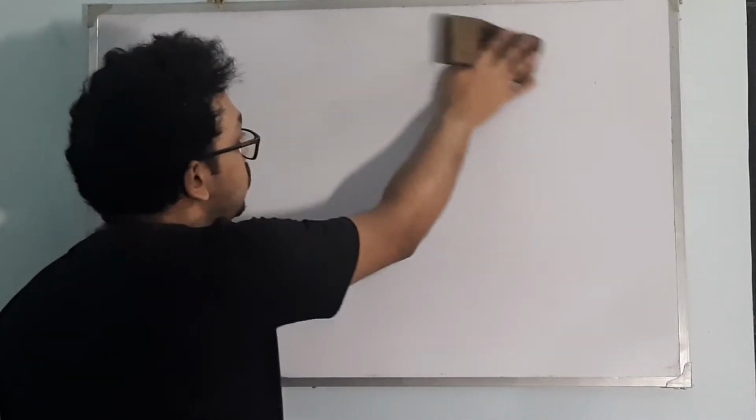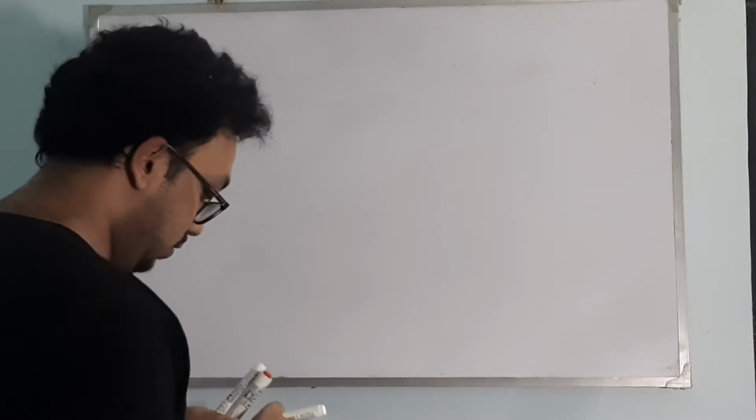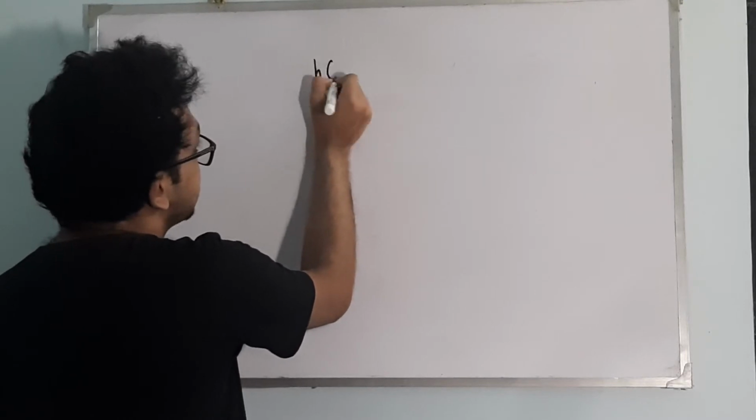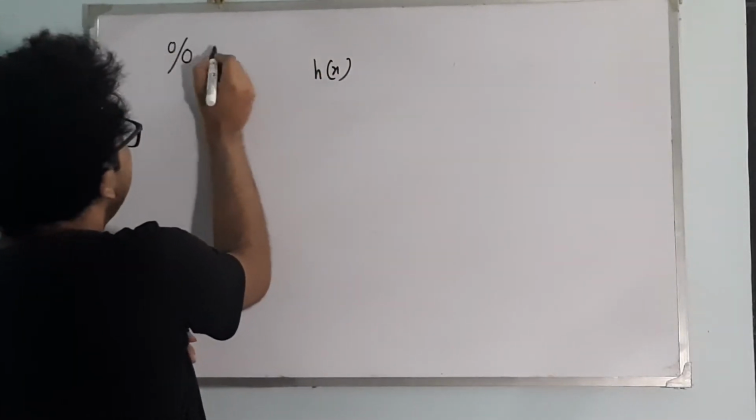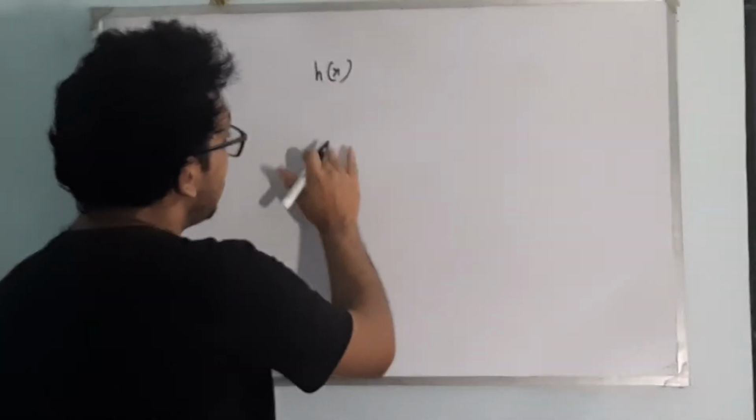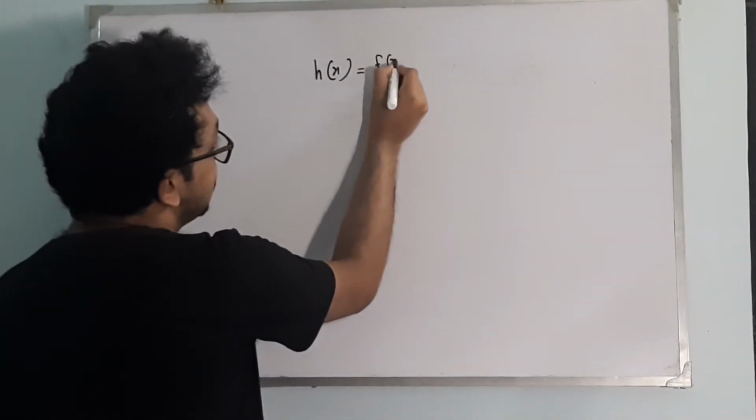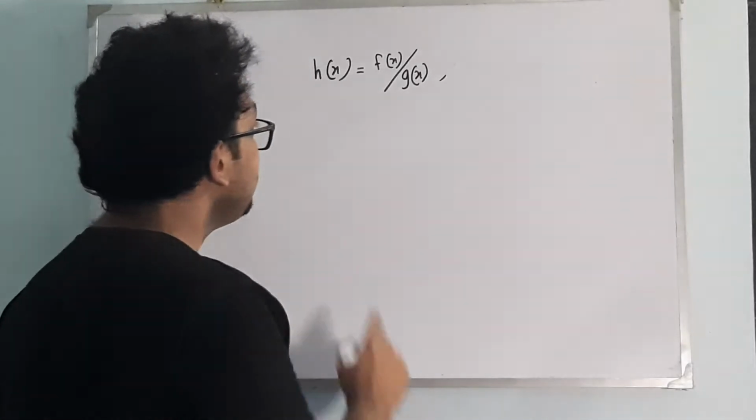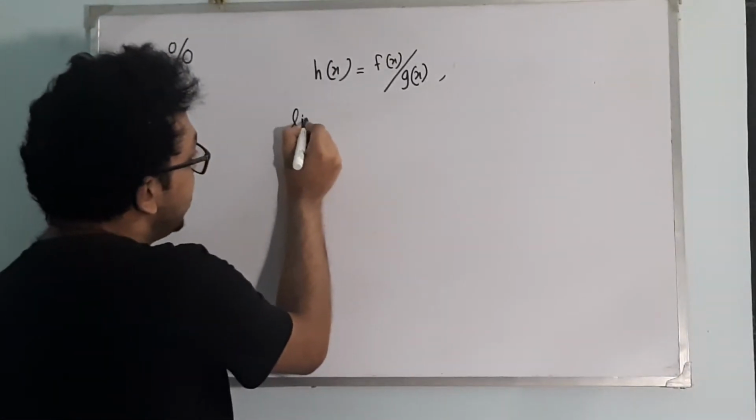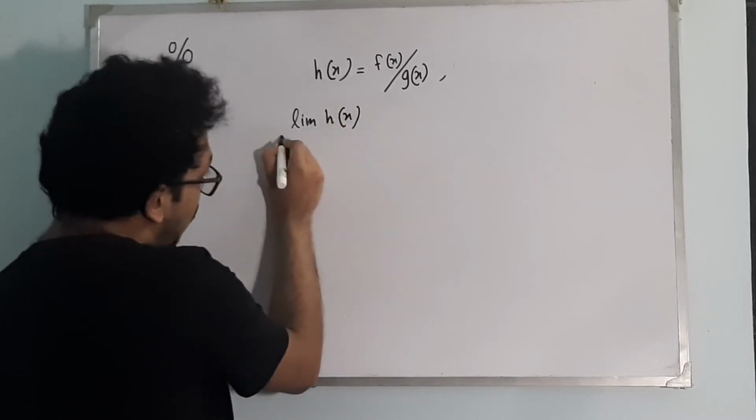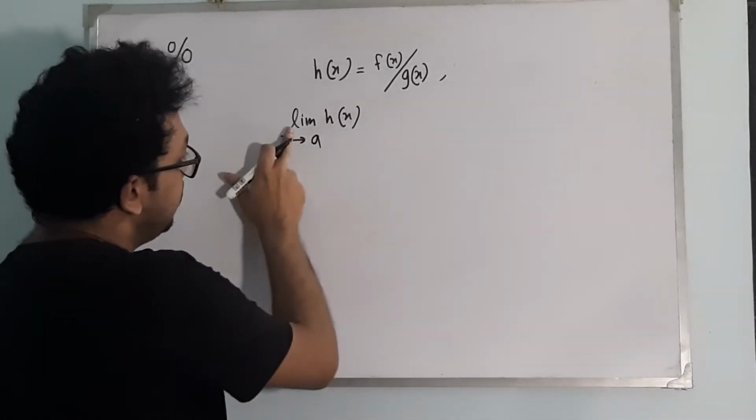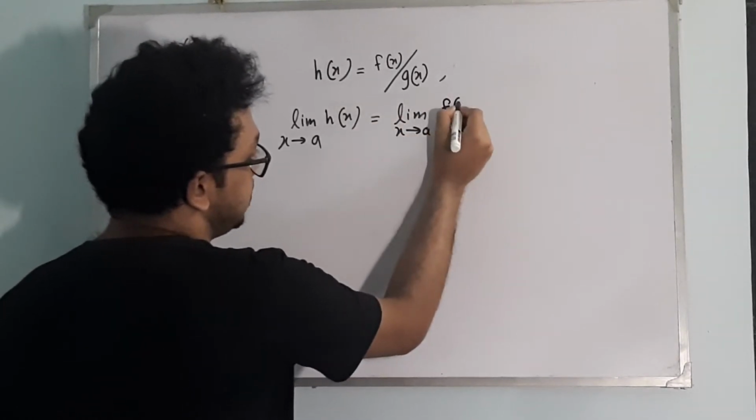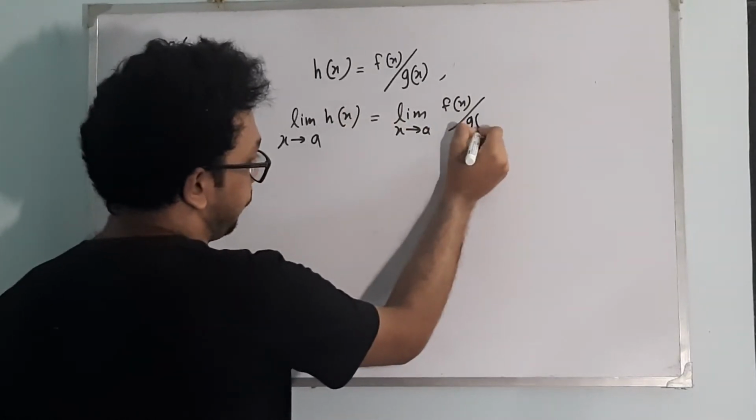So let us first come to the 0 by 0 indeterminate form. Suppose we have a function h of x. So I am going to discuss the 0 by 0 indeterminate form. Suppose you have a function h(x) such that h(x) is equal to f(x) divided by g(x), and suppose you want to calculate the limit of the function h(x) when x is tending towards a. So the limit of h(x) when x tends to a is nothing but the limit as x tends towards a of f(x) by g(x), because h(x) is f(x) by g(x).